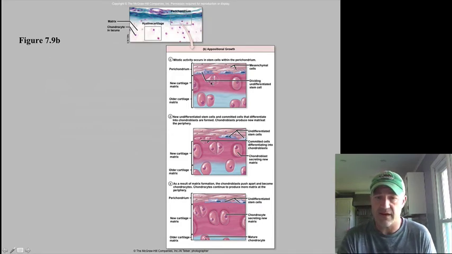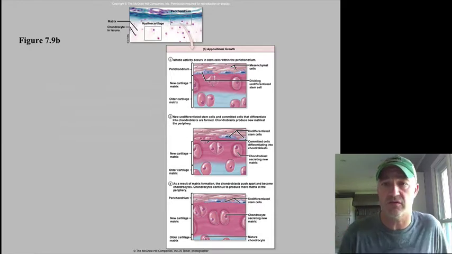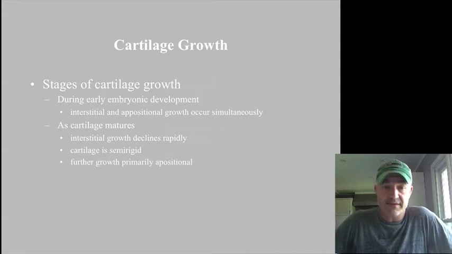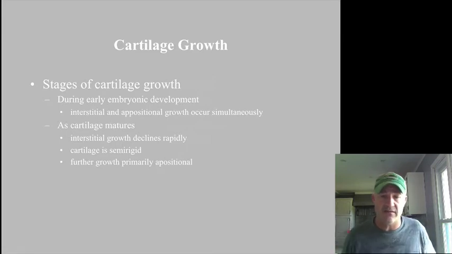These cells kind of divide, form new chondroblasts. They lay down more matrix, and again, create more cartilage at the surface. That would be that appositional growth. Early on in development, you get both of them a lot. As cartilage gets older, we're going to see that interstitial growth will tend to decline, becomes pretty much rigid there, and then we start adding onto the outsides, and any further growth is mostly appositional around the outside edges.